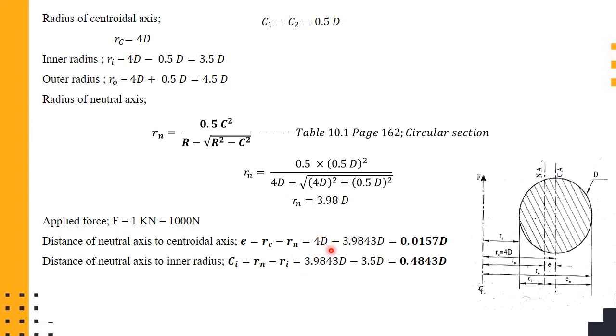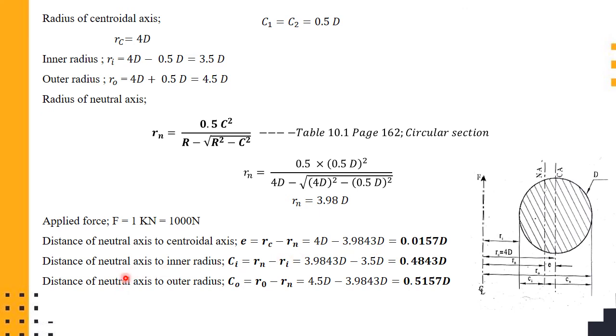Then other things which we need to calculate, one more is eccentricity. Okay, the distance of the neutral axis to the centroidal axis, as you know the formula, that is RC minus RN. Rn will give you eccentricity. Rc we know, that is 4 times D. Rn we know, 3.9843. You can take 2 more decimals, no issue. We will get a more accurate value as per the answer scheme itself. So with Rn, you will get the value for eccentricity.